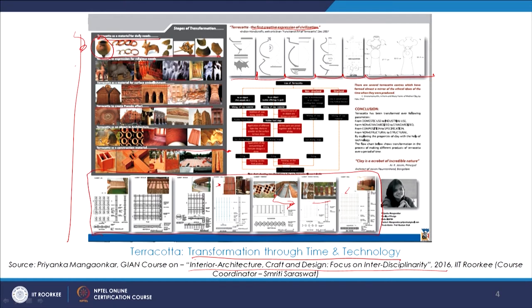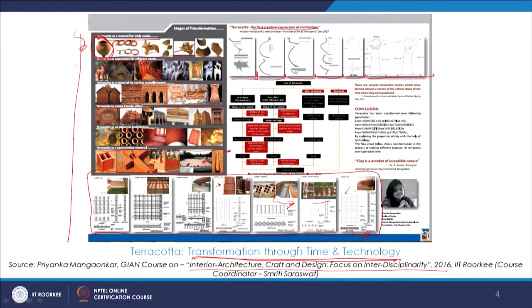The idea behind mapping this transformation is to understand how one material goes through different stages, and from one particular usage reaches another level. A lot of people also call it dilution and not transformation, because how it was originally used and what it has been taken to now could also be a dilution of the original way of utilizing that material. Everybody has a different perspective, and I am just calling it transformation through time and technology.